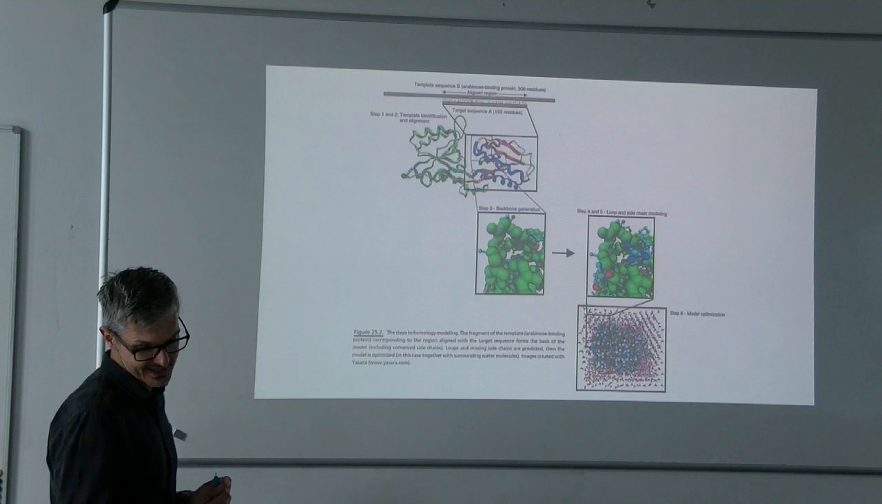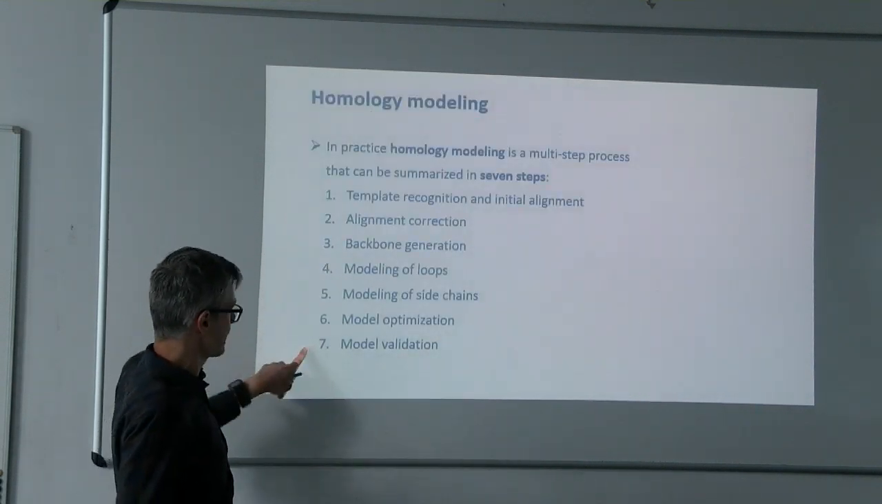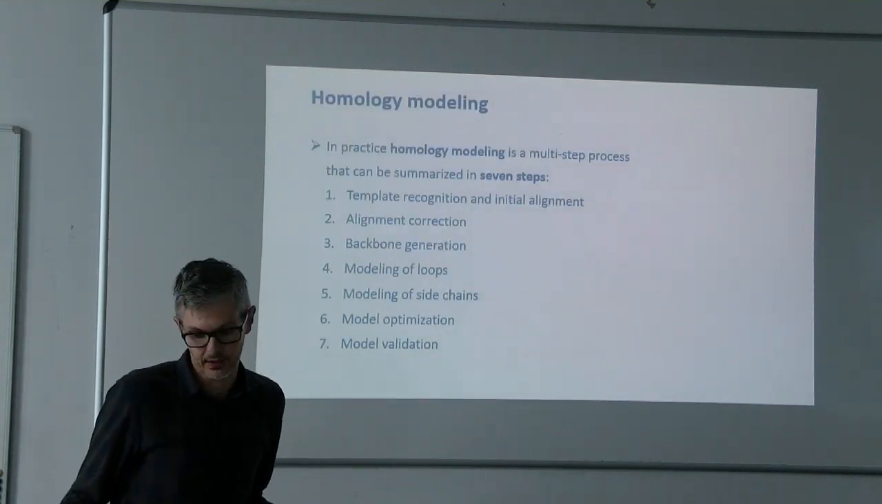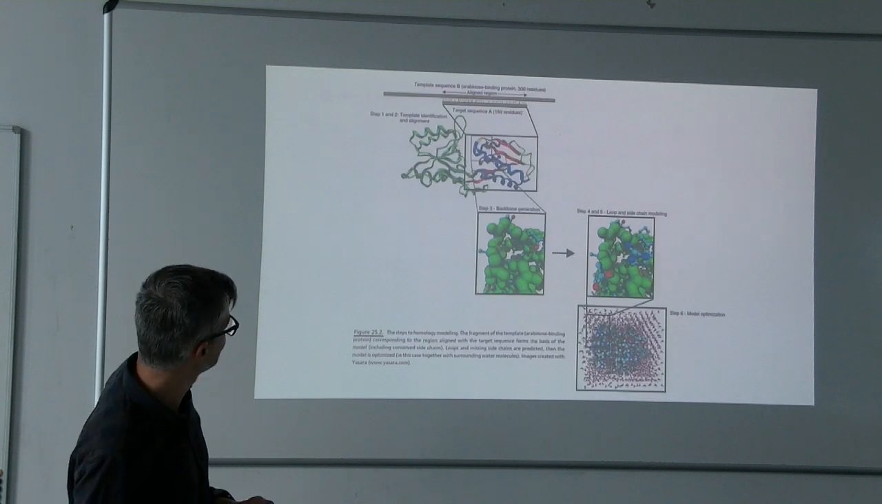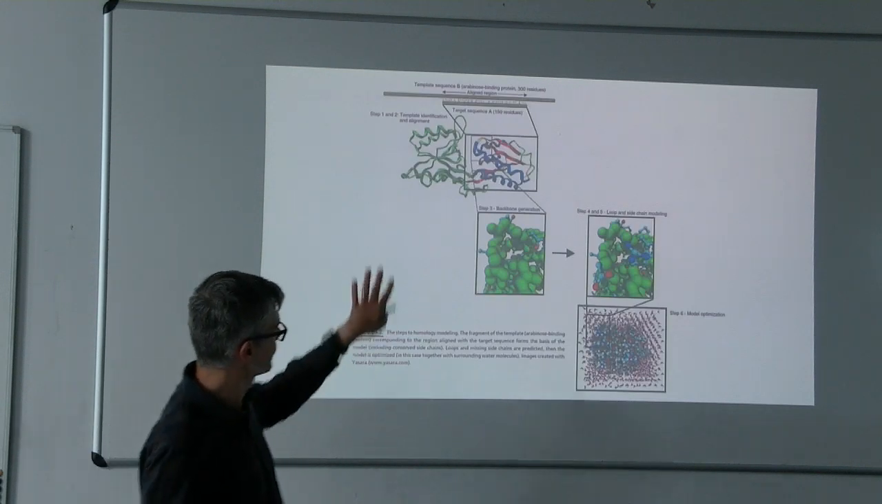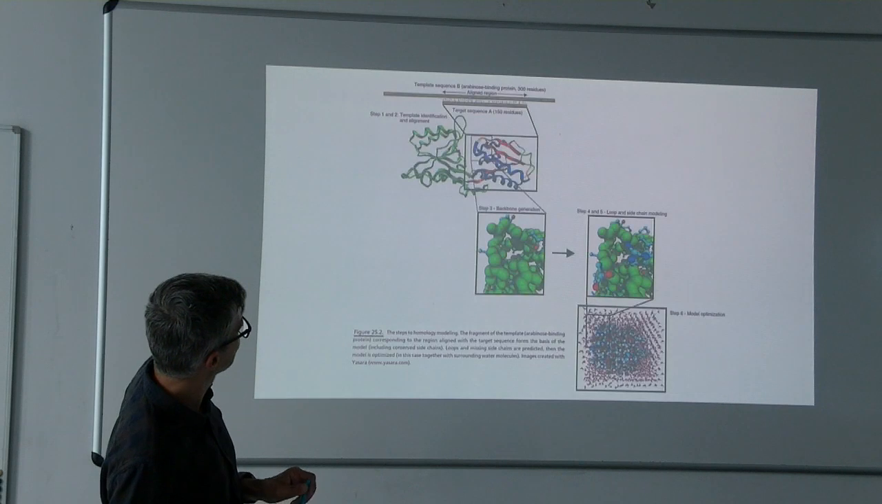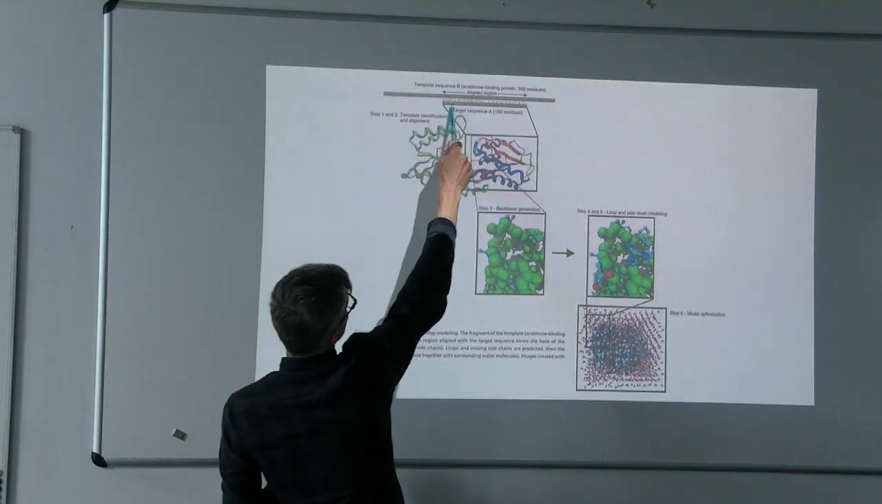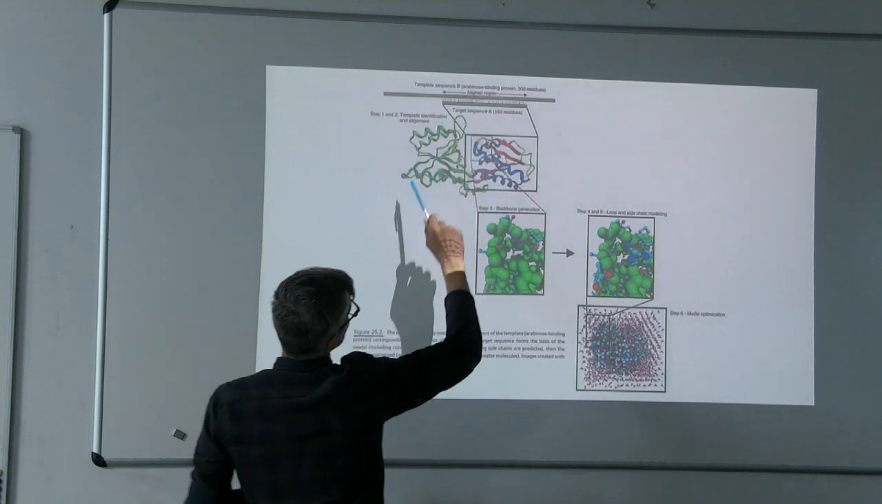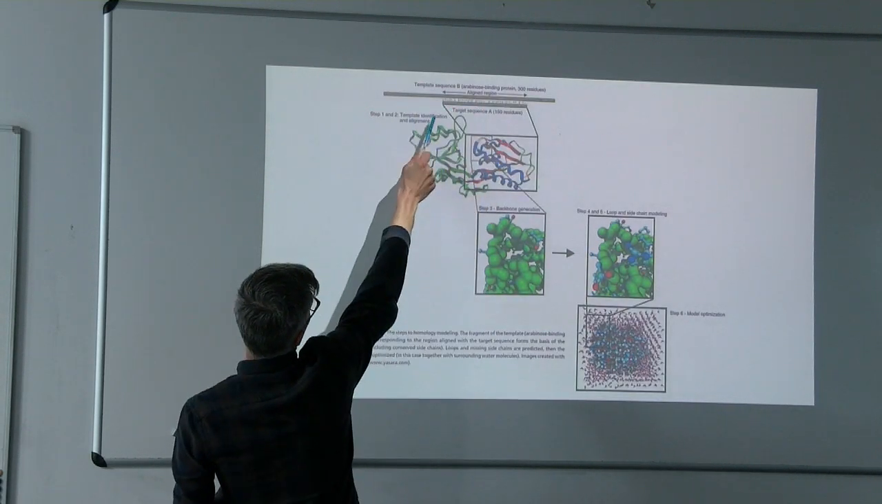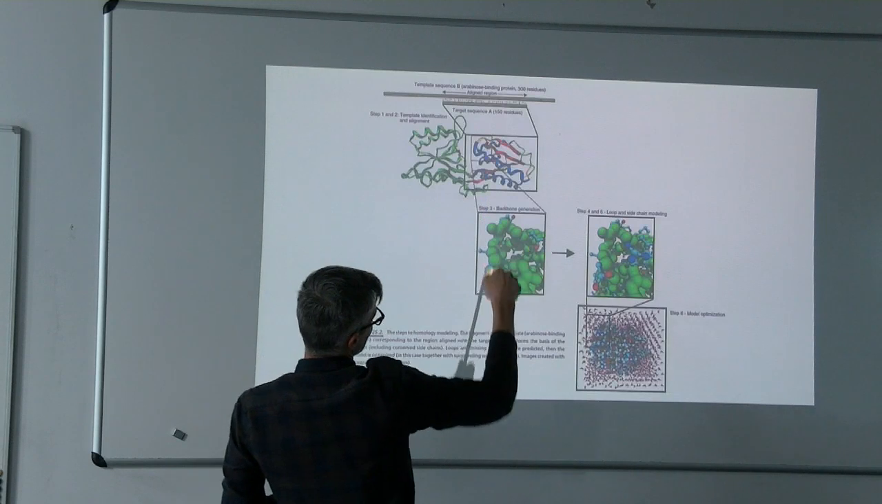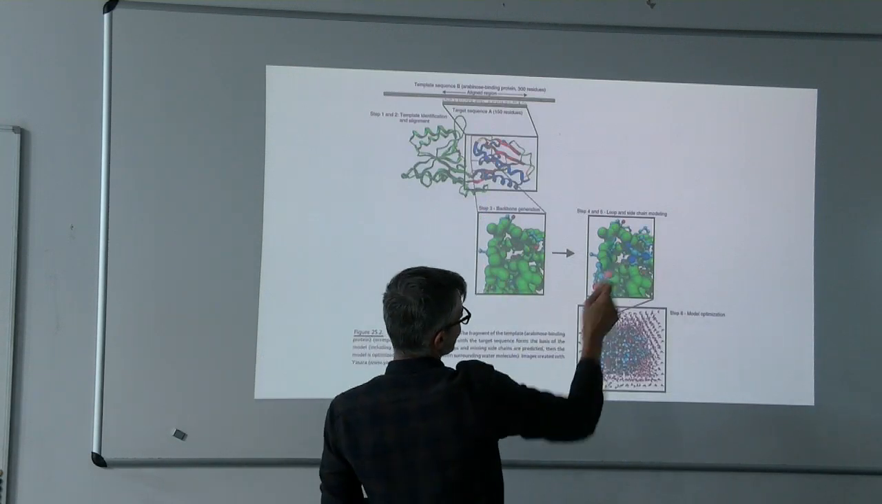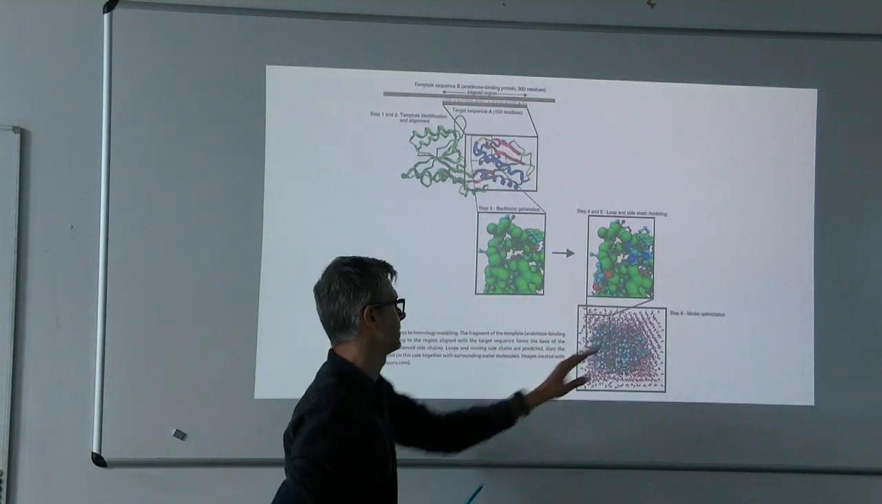On the next slides, all these seven steps are explained in more detail. And some of these things I think you already know. This is then with a figure explaining this. So here, selecting your template. Then this is the target, only partial. And then here you can do template identification, alignment, and then start the backbone generation, loop and side chain modeling, and then you optimize your model.